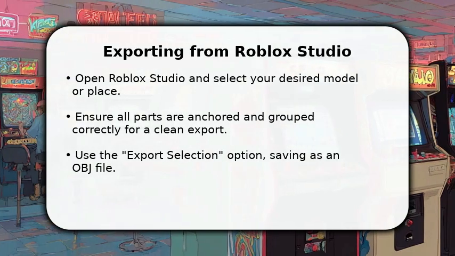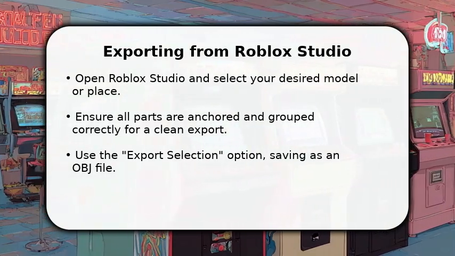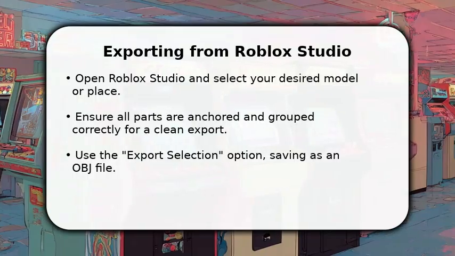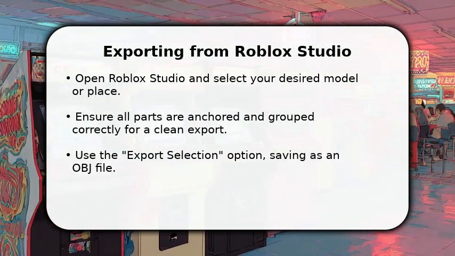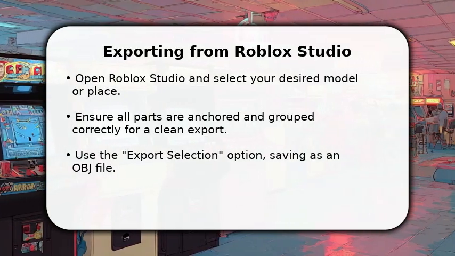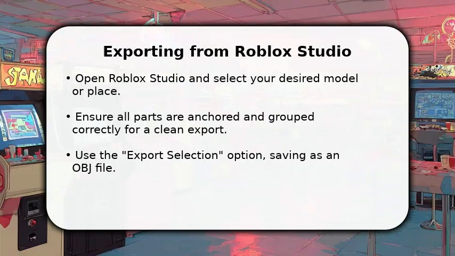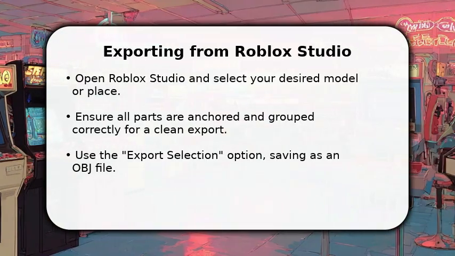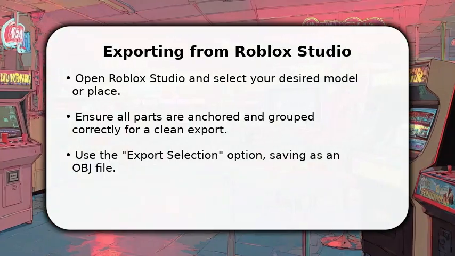In this video, I will show you how to use Roblox in Blender. First, open Roblox Studio and select the model or place you wish to export. Make sure all parts are anchored and grouped properly to ensure a clean transfer. Then, use the Export Selection option, saving your creation as an OBJ file. Remember the file's location. You'll need it for the next step in Blender.